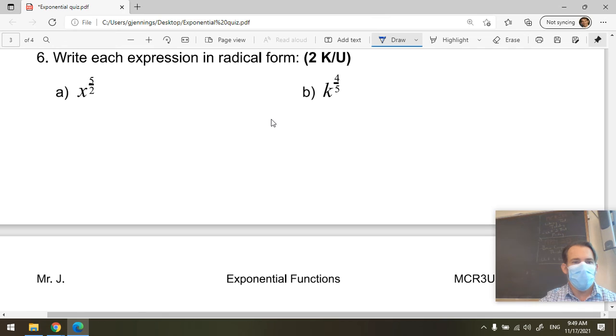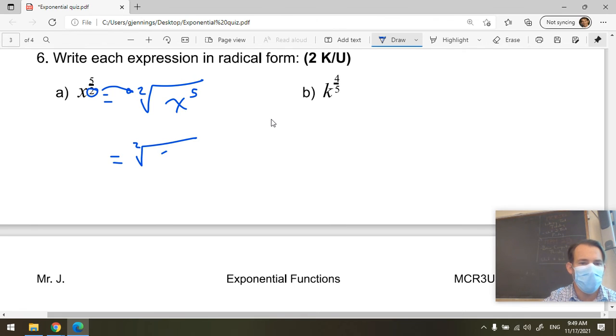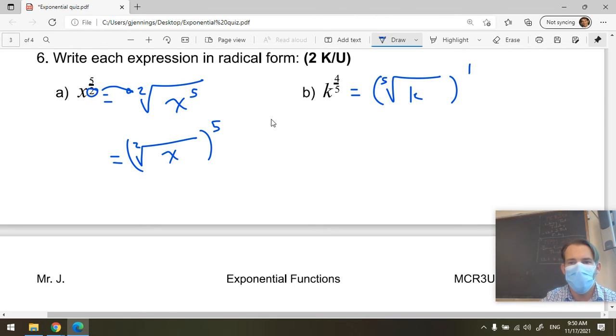Write each expression in radical form. Okay, so when I write these in radical form, I say this is equal to the second root. This number here comes in there. The second root of x raised to the power 5. Another answer I would accept is the second root of x, in brackets, raised to the power 5. I prefer this. It's nicer to me and easier to understand. Okay, k to the 4 over 5. This is equal to the fifth root of k raised to the power 4. Just definitions. Memorize these definitions.